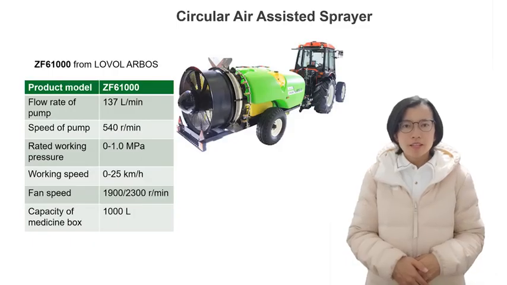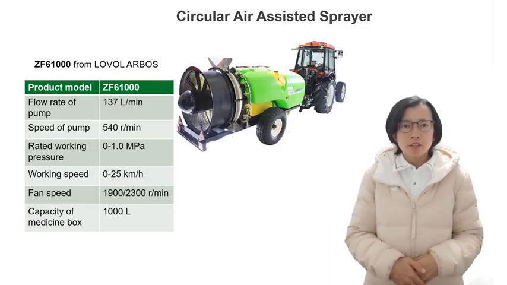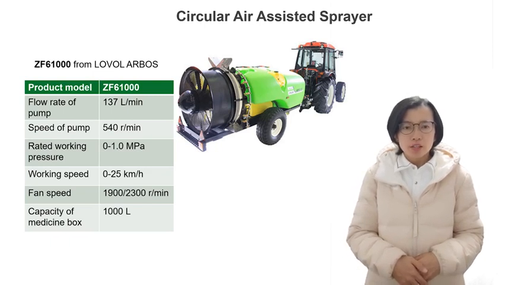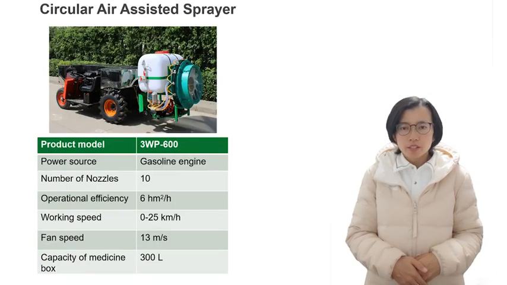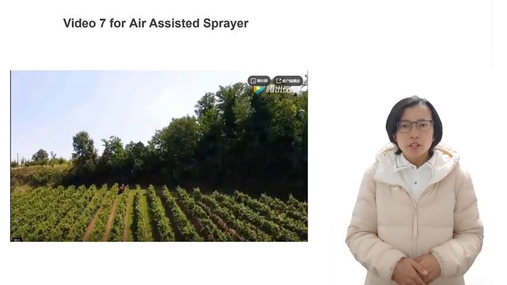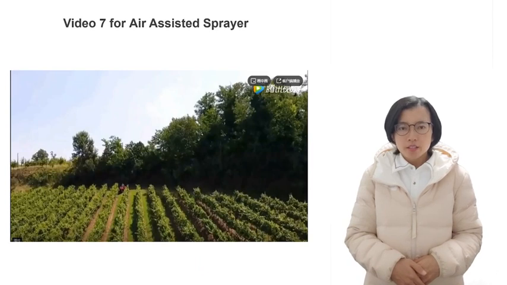And the second is circular air assistant sprayer. As the picture shows, a circular is at the end and it is air assistant. Here are some specifications of it. Another air assistant sprayer. Here is a video about how air assistant sprayer works. Let's watch it.